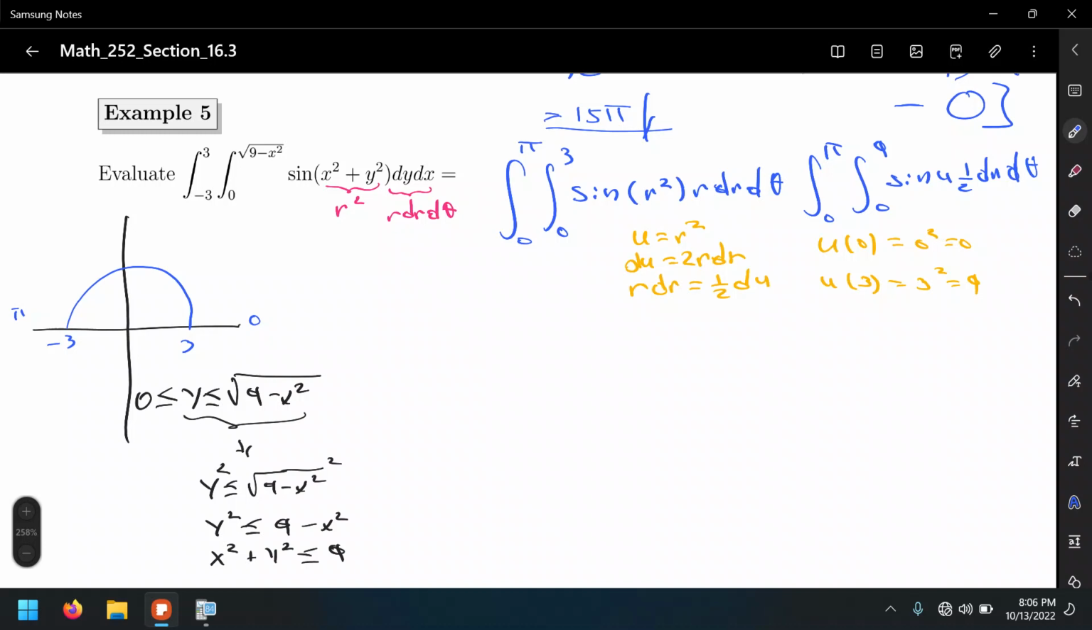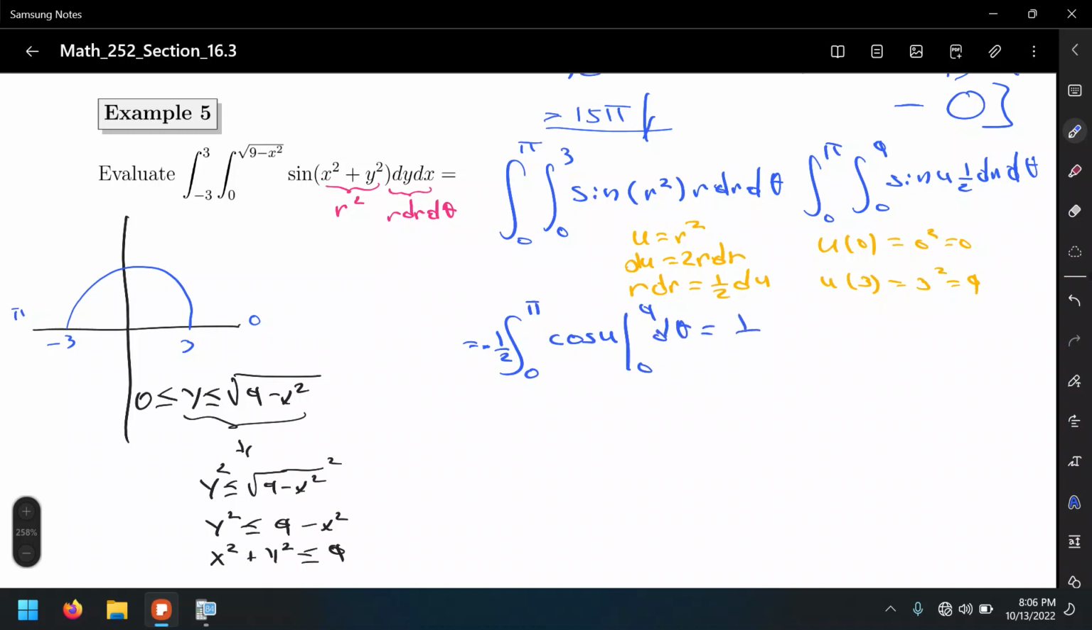So let's integrate sine. What's the integral of sine? Isn't it negative cosine? So that's going to be the integral from 0 to pi, and then the integral of sine is negative cosine. Let me write the cosine of u evaluated from 0 to 9. And this factor of 1/2, I'm going to write it outside along with the negative sign, which comes from integrating the sine function. So don't forget our d theta.